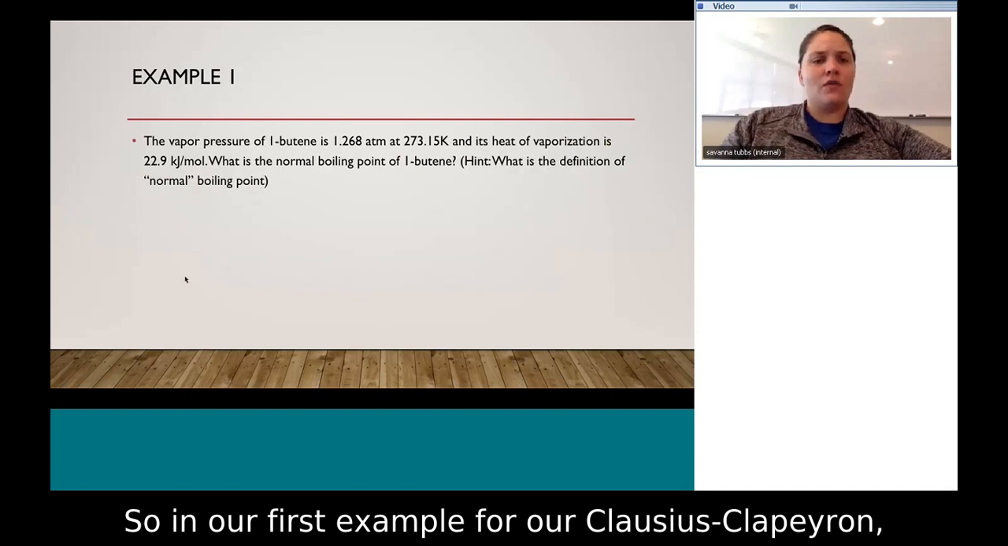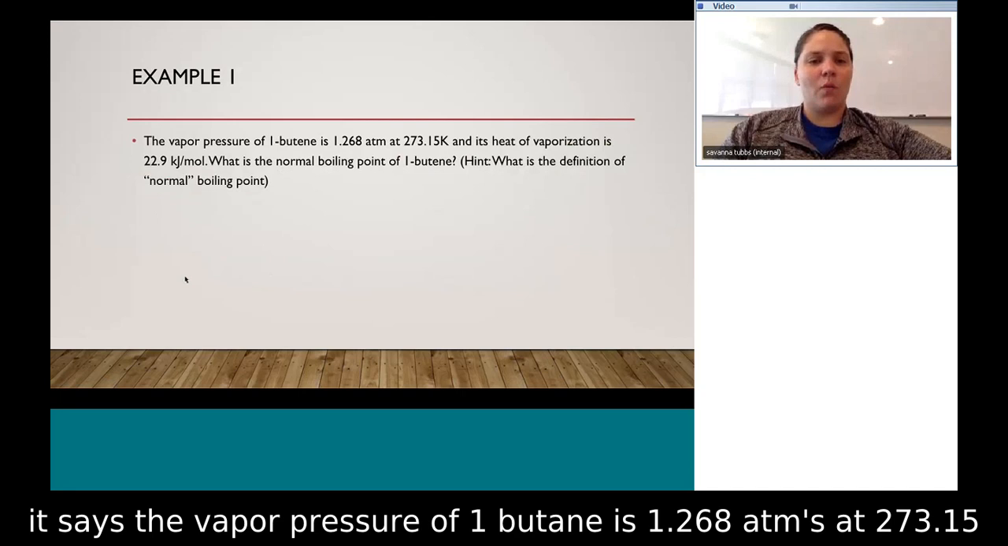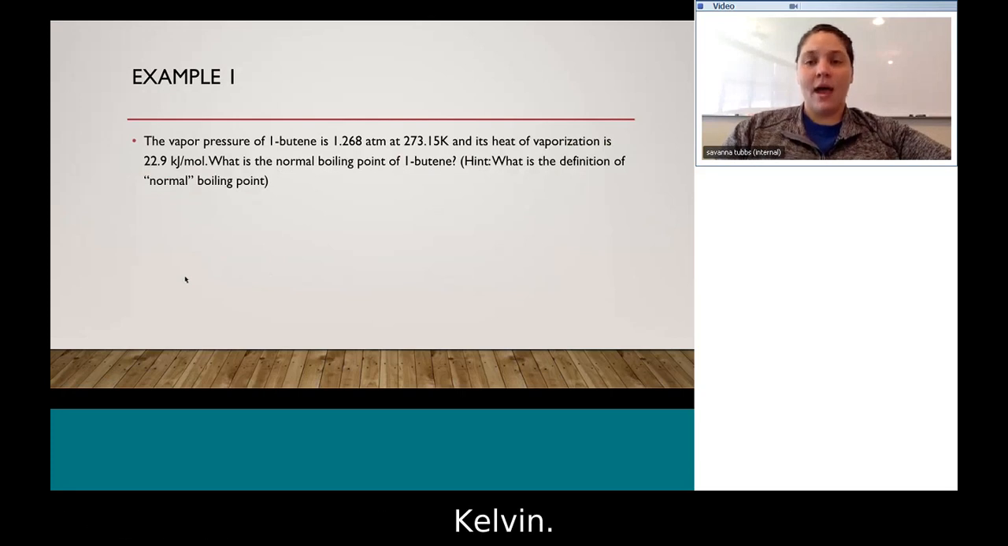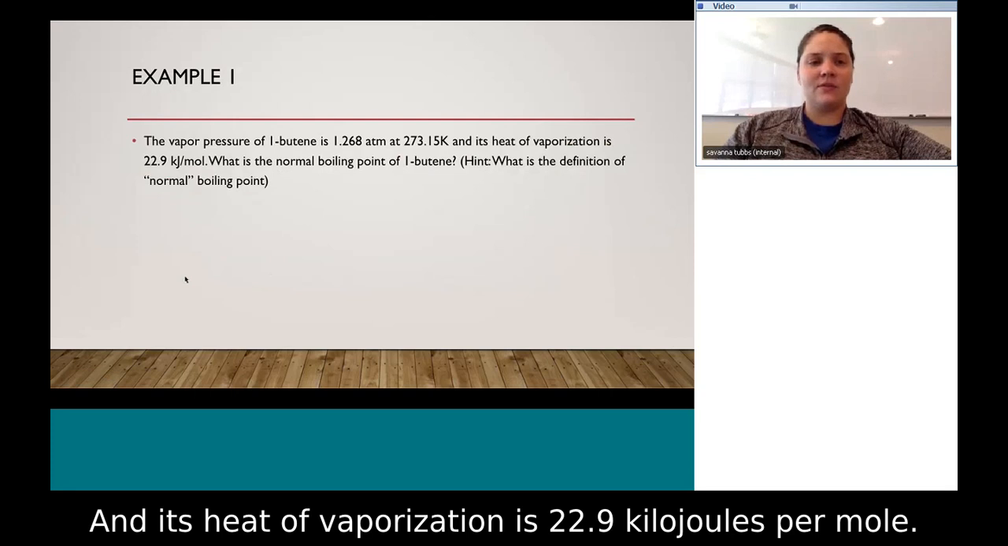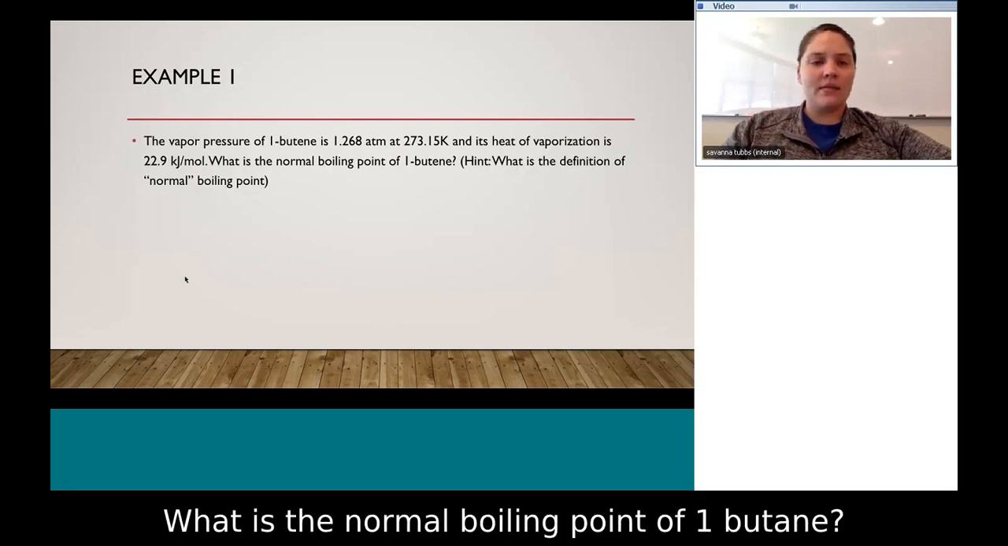All right, so our first example for our Clausius-Clapeyron. It says the vapor pressure of 1-butane is 1.268 atm at 273.15 Kelvin, and its heat of vaporization is 22.9 kilojoules per mole. What is the normal boiling point of 1-butane?